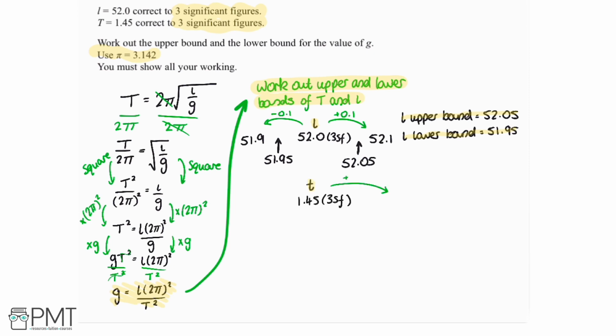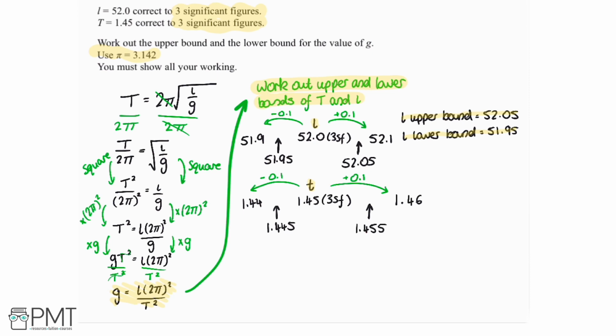Now we're going to do the exact same for T. We're going to add 0.1 and then go halfway between that again. So it's going to be 1.46, and halfway between that it's going to be 1.455. If we subtract 0.1, we're going to have 1.44, and if we work out what's halfway between this and this, we get 1.445.